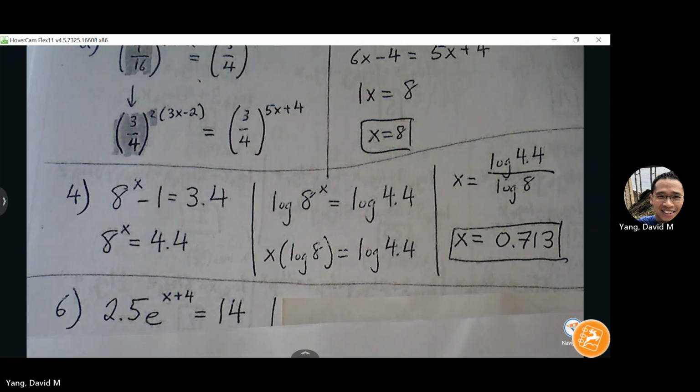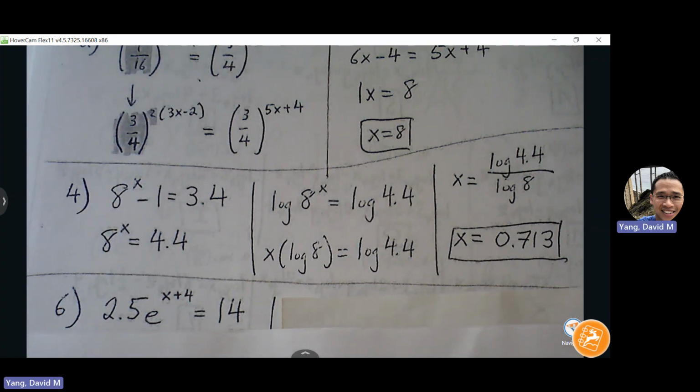Number 6, you're trying to solve for x. X is sitting in that exponent, but we can do some things first, right? Before we bring in the idea of logs and natural logs, we can do first. Yeah, let's get that left side a little bit cleaner, get it a little bit reduced so that we can work with logs. So divide both sides by 2.5.